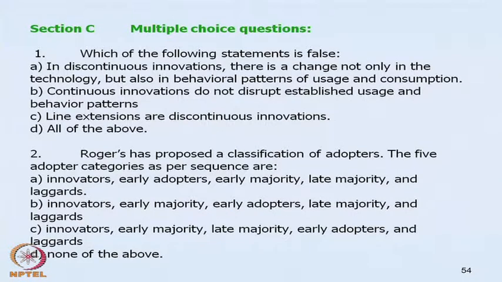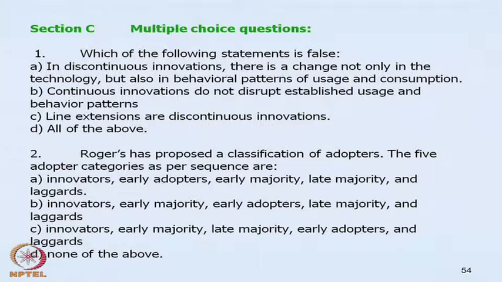C, multiple choice questions. 1, which of the following statements is false? A, in discontinuous innovation, there is change not only in the technology but also in the behavioral patterns of usage and consumption. B, continuous innovations do not disrupt established usage and behavioral patterns. C, line extensions are discontinuous innovations. And D, all of the above. The answer is C. C is a false statement. Line extensions are discontinuous innovations. This is an incorrect statement.